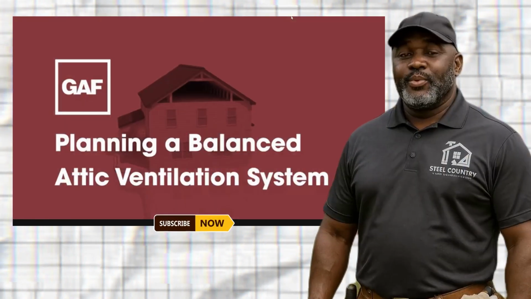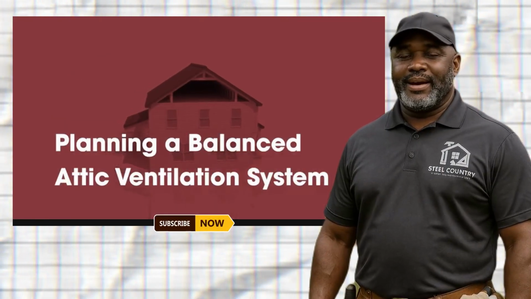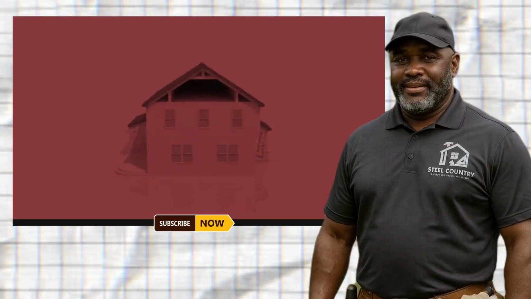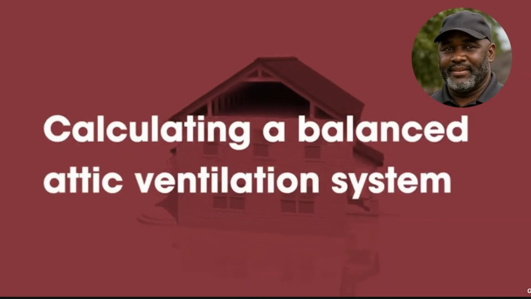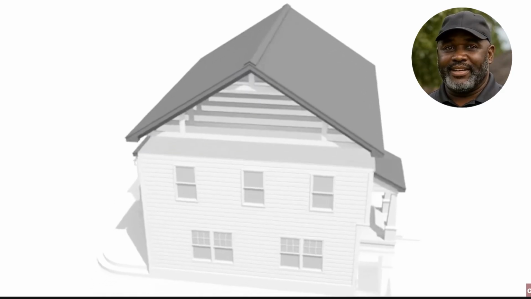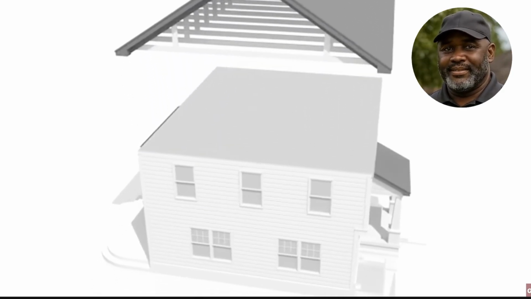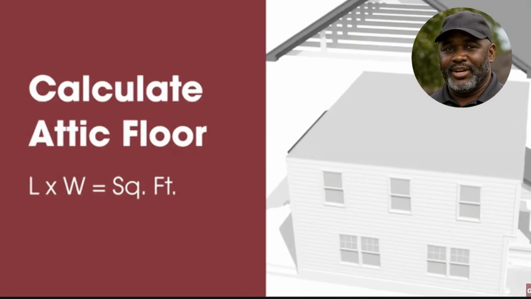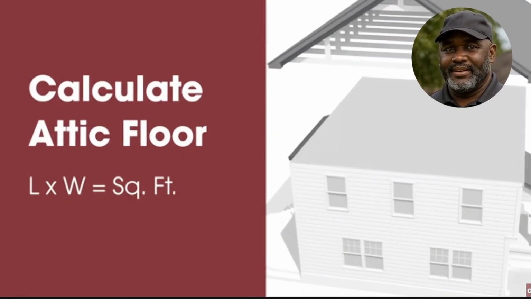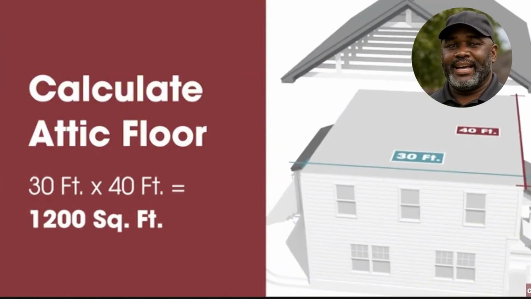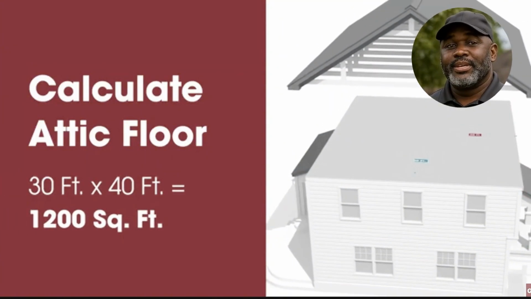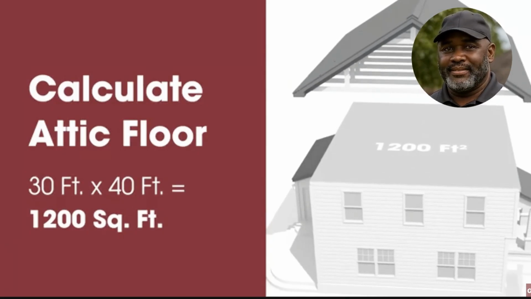In this video, we will show you the basic principles of how to plan a balanced attic ventilation system. Calculating a balanced attic ventilation system. Start by determining how much attic ventilation your space needs. First, calculate the square footage of the attic floor space. For example, the attic in this illustration is 30 feet wide and 40 feet long, which totals 1,200 square feet.